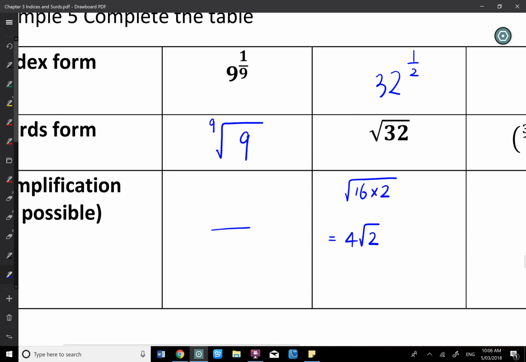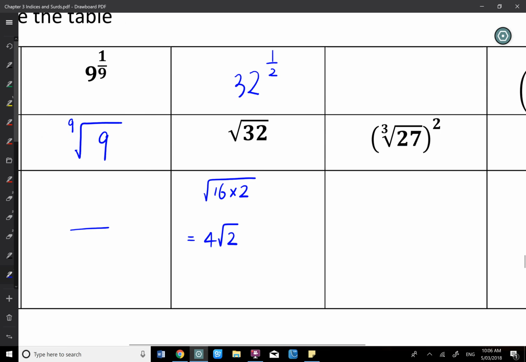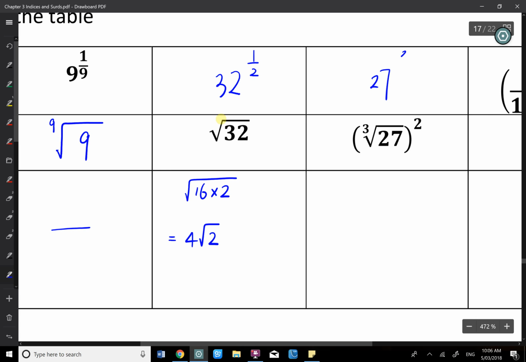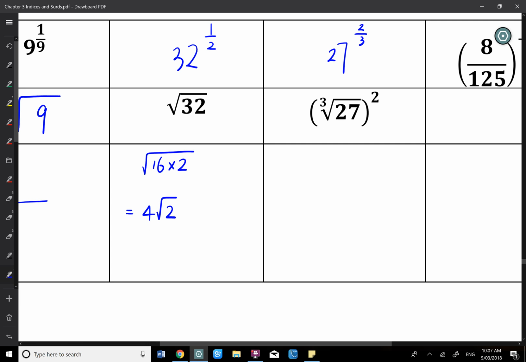Well, I have to go through the next one already. For this one, I would say that's 27 to the power of 2 on 3, because the root is the denominator and the square is the numerator. So if I want to simplify that, the cube root of 27 is 3, and that's 3 to the power of 2, and that gives you a 9.